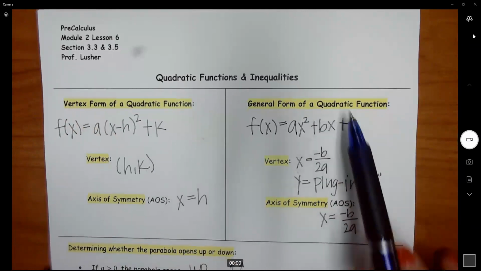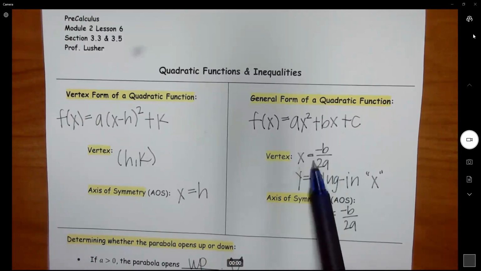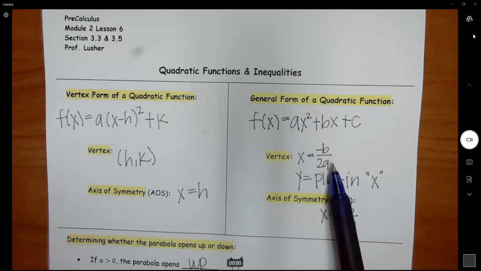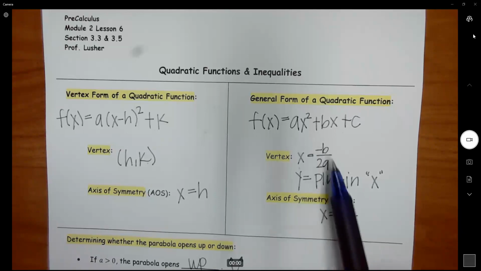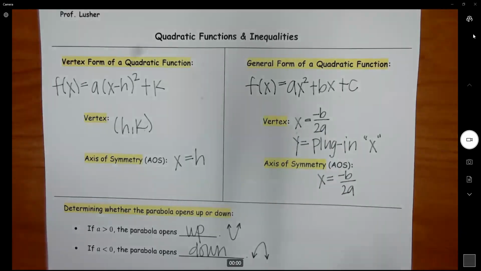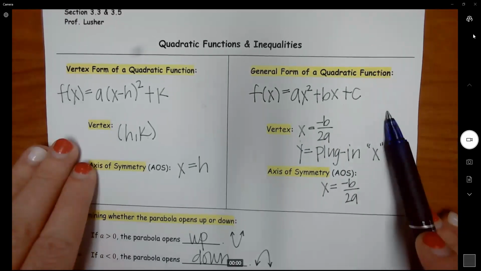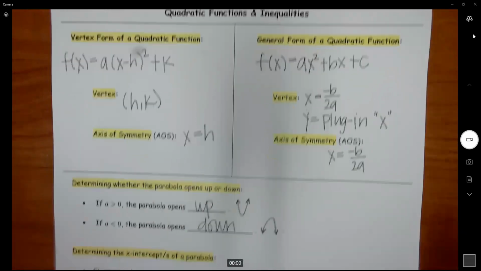When you're given general form, you've got to do a little bit of work to find that vertex. You've got x equals negative b over 2a, and that will get you your x coordinate. Then to get your y coordinate, you need to plug in whatever number that is. And then your axis of symmetry is, again, whatever your x is. So these are the two different forms we're going to be graphing in. One gives you the vertex, one you have to find the vertex.